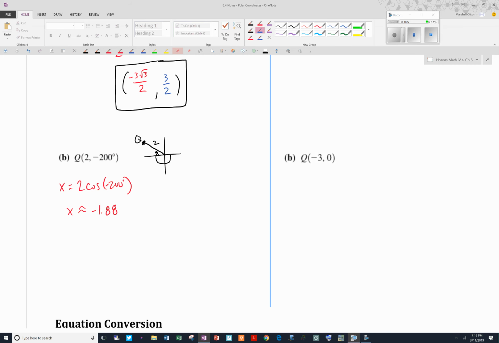And y is going to equal 2 times the sine of negative 200. And that's going to give you about 0.68. So that would be our point in rectangular form, in its Cartesian coordinate form, negative 1.88, comma, 0.68.